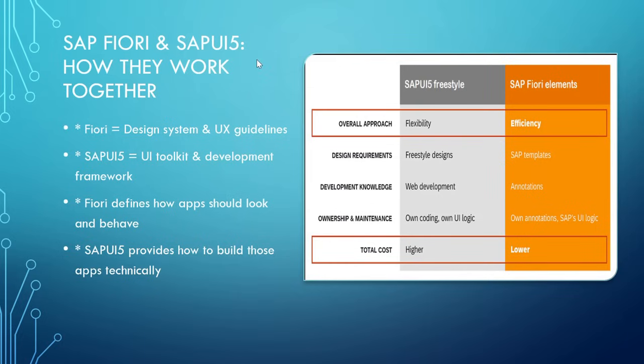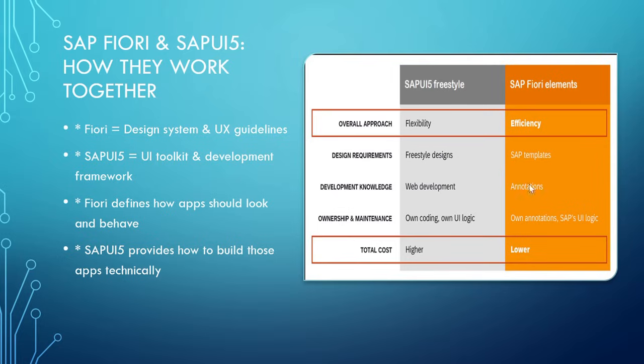Before going to the development, I will show you what SAP Fiori and UI5 are, and how they work together. If you see in this diagram, here is SAP UI5 freestyle and here are SAP Fiori elements. SAP UI5 freestyle we will use when your app requires unique user interfaces, complex workflows or custom UI logic. Think dashboards, configurators or multiple-step widgets.